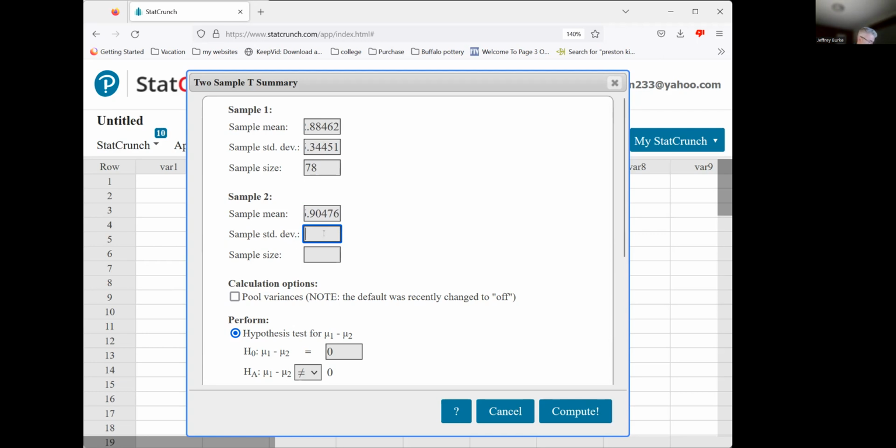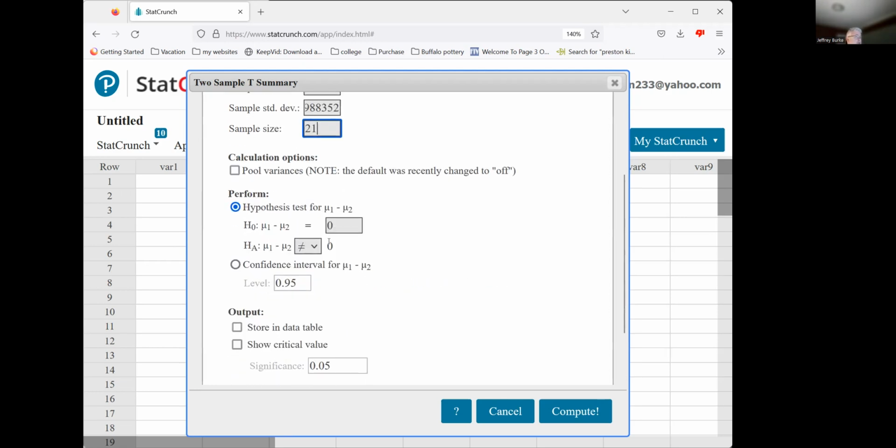Sample standard deviation is 8.98352. And then the sample size is going to be 21. Okay. So we never click this because we're not going to study information that's covered in section 9.3. We're not going to use that, so we're not going to worry about that.